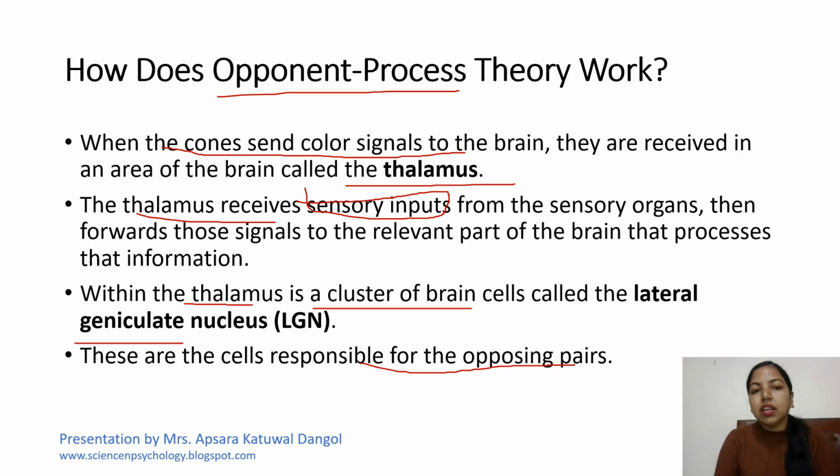What we need to understand is that trichromatic theory explained that there are three classes of color photoreceptors. But opponent process theory says that when cones send color signals to the brain, they are received in the thalamus. The thalamus receives sensory inputs from the sensory organs, and only then forwards those signals to the relevant part of the brain that processes the information. Within the thalamus, there is a cluster of brain cells called the lateral geniculate nucleus, and these cells are responsible for opposing pairs.